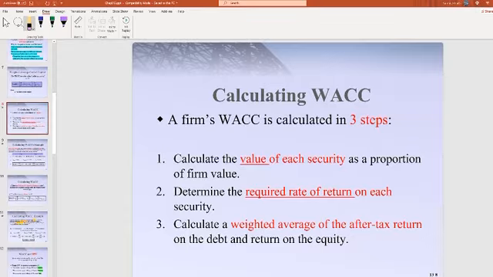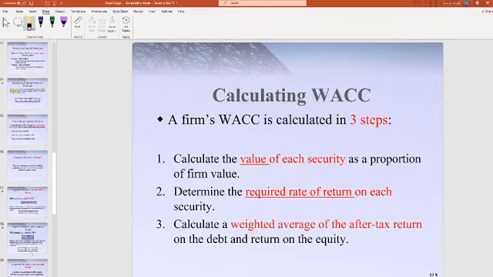For the required rate of return: for bonds, it's always equal to the yield to maturity. For common stock, you have two methods: either you use CAPM or the dividends method. For preferred shares we use the perpetuity formula. Then the last step is you just put it in the WACC formula.